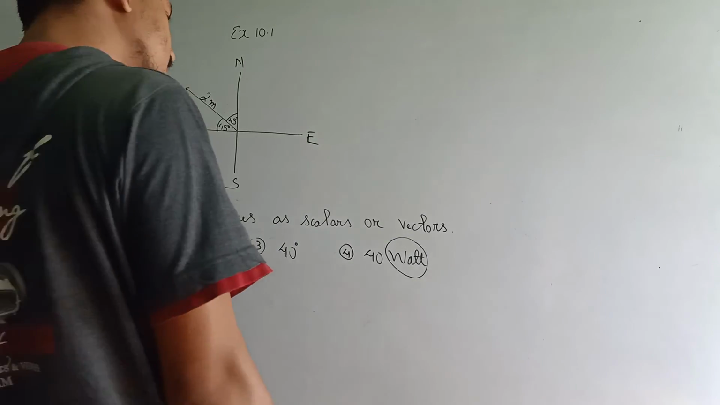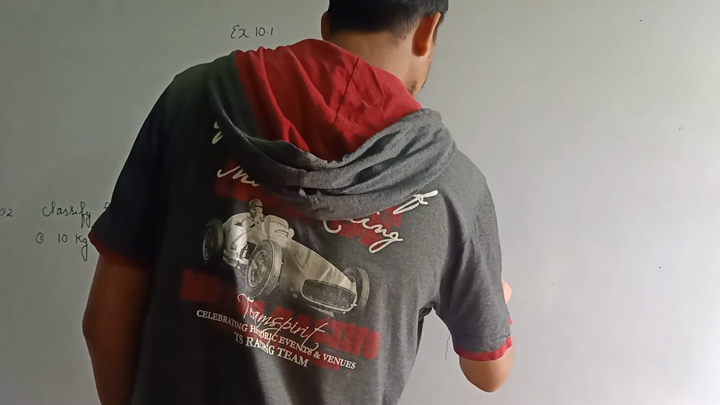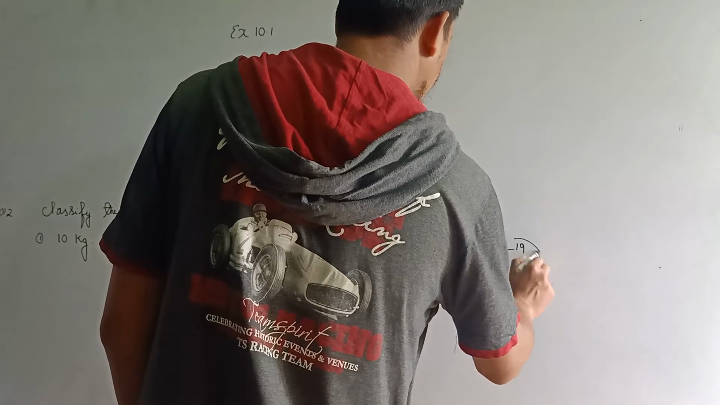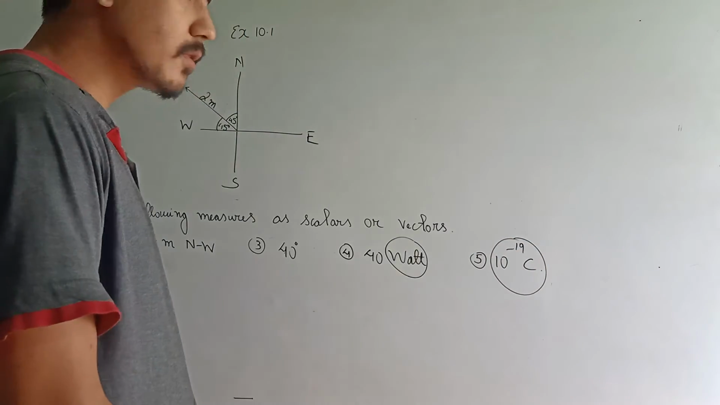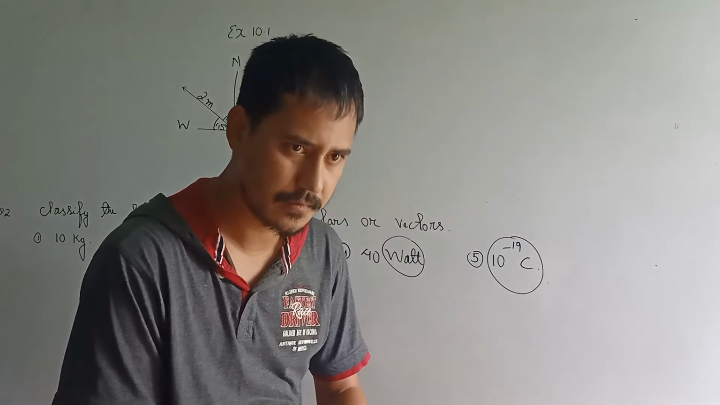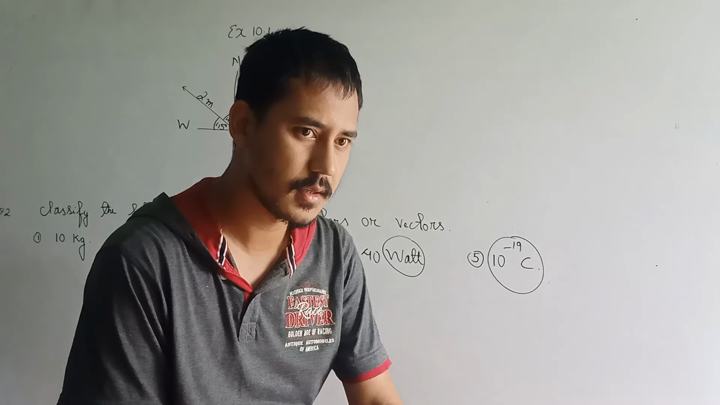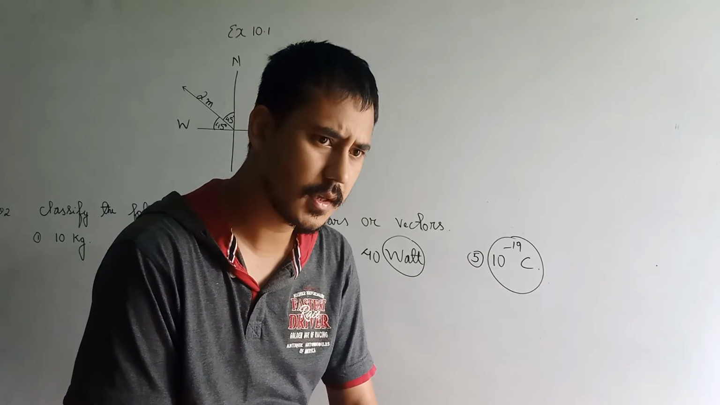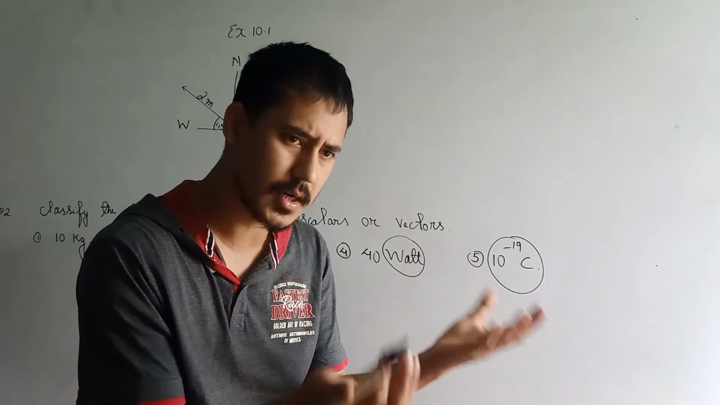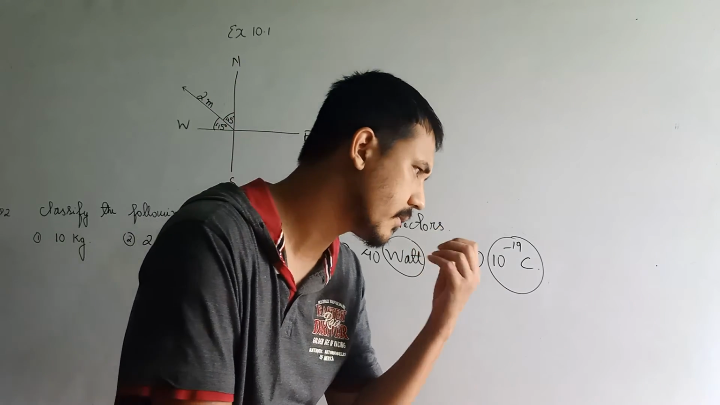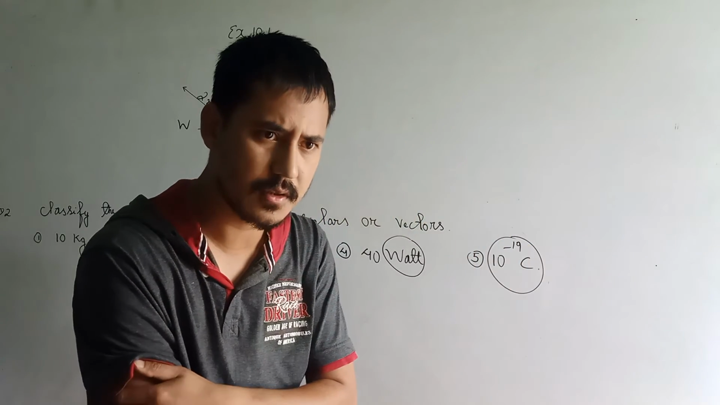Next, 10 to the power minus 19 coulomb. What is this coulomb? 10 to the power minus 19 coulomb means it's a charge. Charge of an object has no direction. Is it okay? Any object possesses charge, and charge does not have any specific direction.